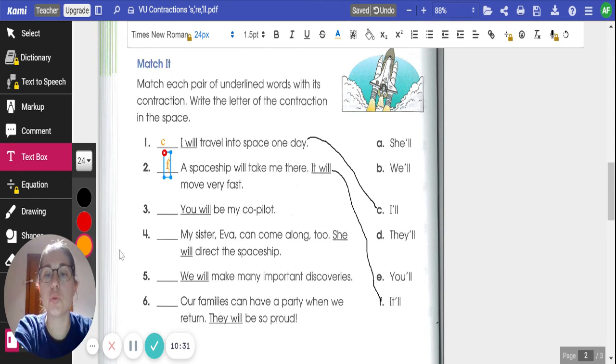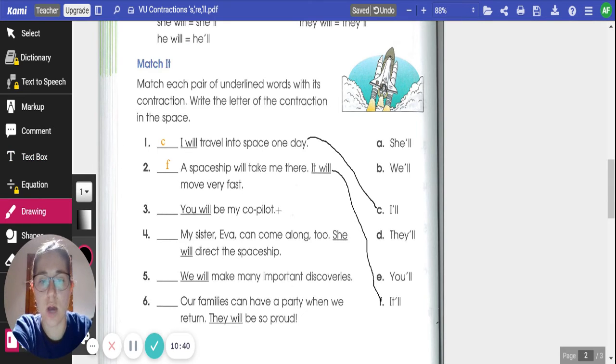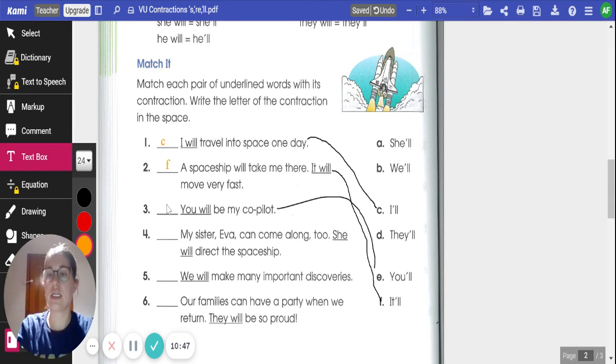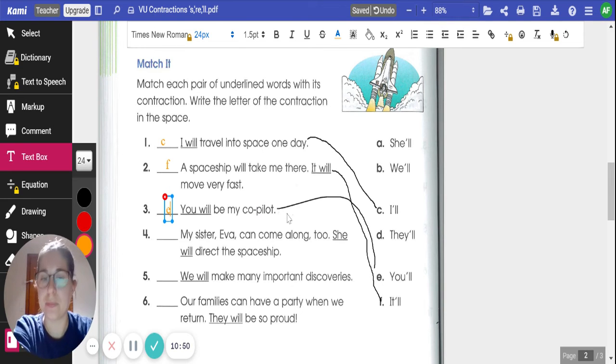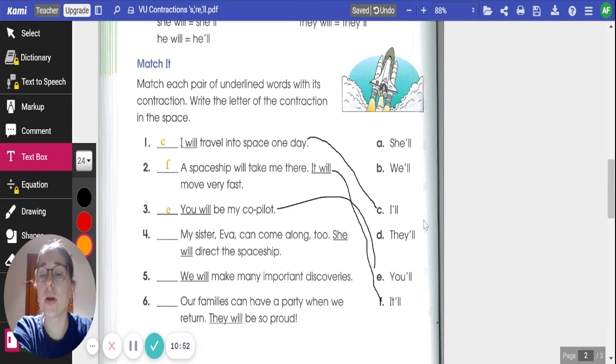Number 3, you will be my co-pilot. You will, you'll, Y-O-U, apostrophe, L-L. Remember, the apostrophe takes the place of that W-I, and I see that is letter E. I'm going to go ahead and write that next to number 3. Now you're going to go ahead and pause to do 4, 5, and 6 by yourself. There's only 3 left, which is she'll, we'll, and they'll. When you are done, hit play, and we will go over them.